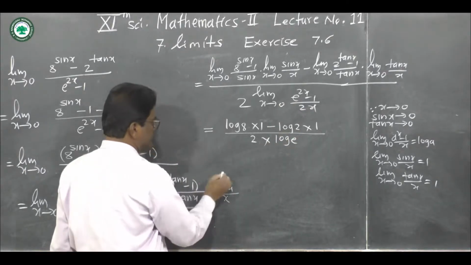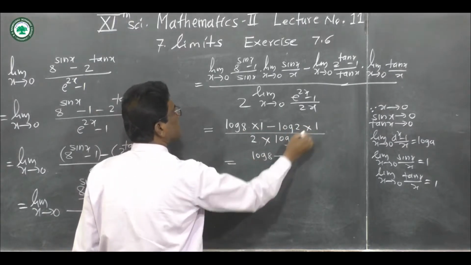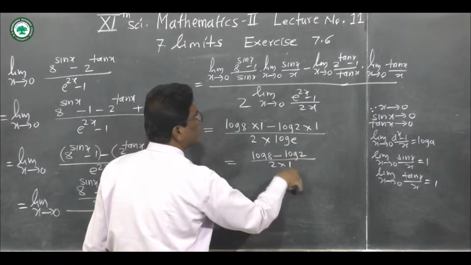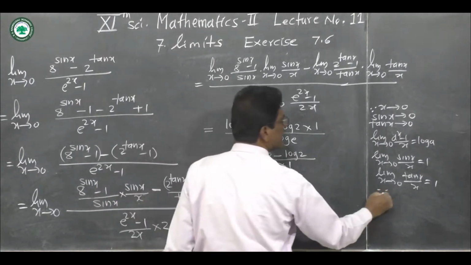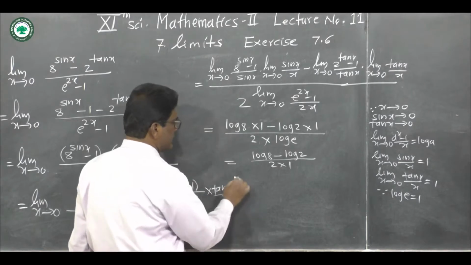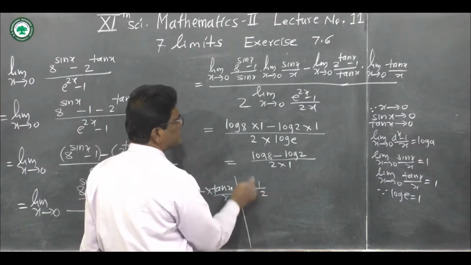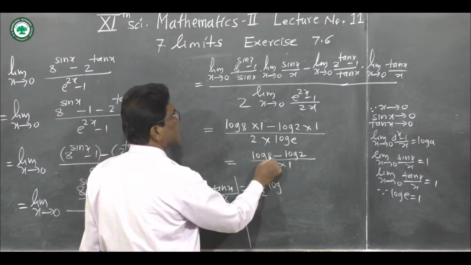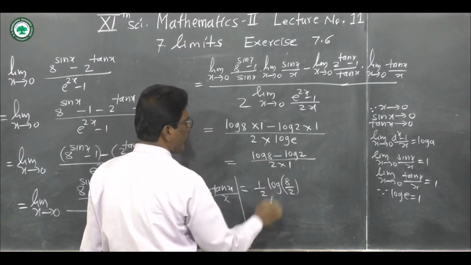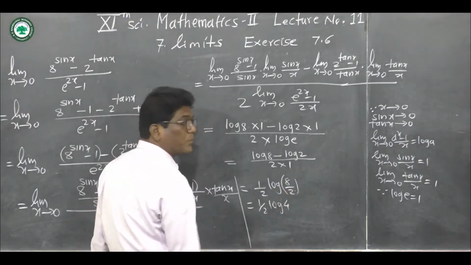So it is equal to log of 8 into 1, that is log of 8, minus log of 2 into 1, that is log of 2, and divided by 2 into log of e. Log of e is 1, we know log of e is 1. So we write 2 into 1, 2, and it is 1/2. Now log of 8 minus log of 2, we take log common, so log of 8 divided by 2. So it is equal to 1/2 into log of 4.